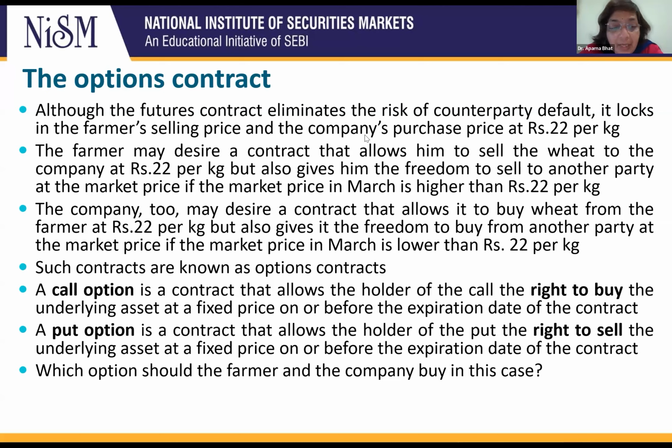But if the market price happens to be higher than 22, what will the farmer do? He will not exercise his put and he will prefer to sell it in the market. On the other hand, what will the company buy? The company will buy a call option. Why? Because the company wants to make sure that it is able to buy wheat at 22 rupees, but it also wants to make sure that in case the market price is lower, then it need not buy the wheat at 22. In fact, then it will buy it at the lower price in the market. So the company will buy a call option, whereas the farmer will buy a put option.